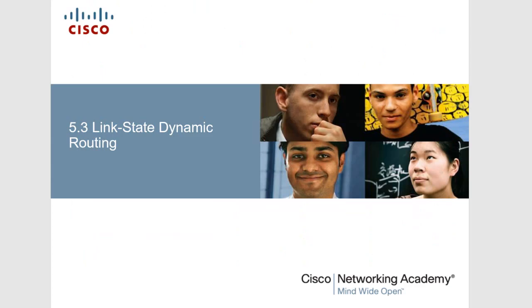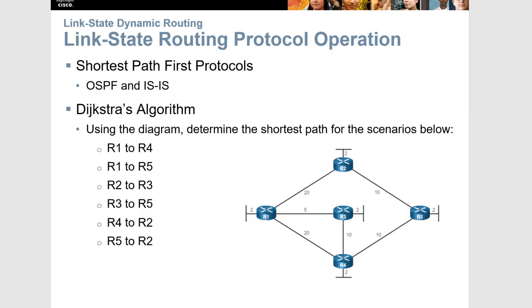Link state dynamic routing. The one we concentrate on is OSPF. We'll be talking about that in chapter something, I can't remember. Shortest path first protocols are OSPF and IS-IS. OSPF is the one we'll be configuring here. I don't think we touch IS-IS in CCNA.